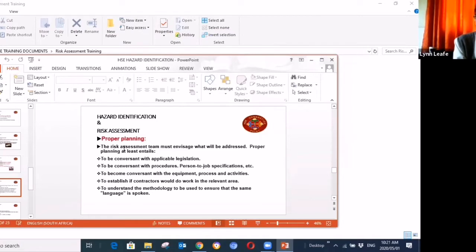Proper planning. The risk assessment team must envisage what will be addressed. Proper planning at least entails being conversant with applicable legislation, procedures, person-to-job specs, etc.; becoming conversant with the equipment, process, and activities; establishing if contractors would do work in the relevant area; and understanding the methodology to be used to ensure that the same language is spoken.